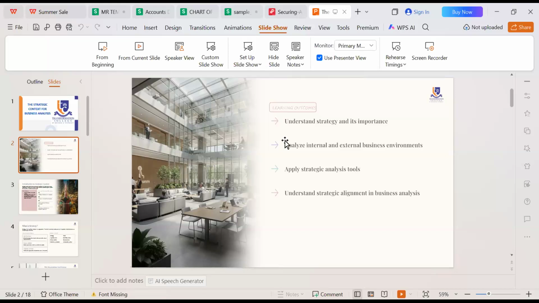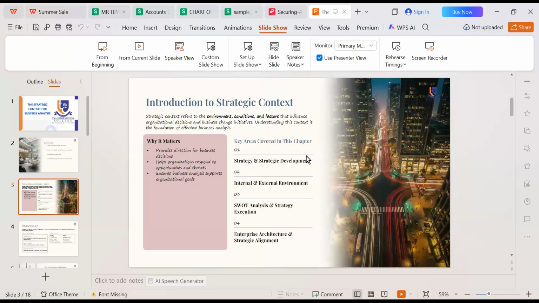Okay, yes. So I said we need to understand the strategy and the importance, right? We need to also analyze our internal and external environment so we can drive that solution to meet the stakeholders' expectation. We need to also apply strategic tools. All of that will be seen in the course of this training session, and how we can align all the strategy of the organization, all the frameworks we are adopting, to achieve the business goal at the end of the day.